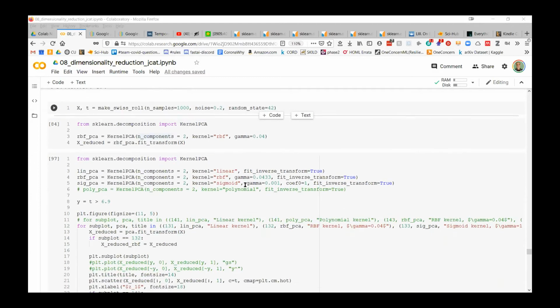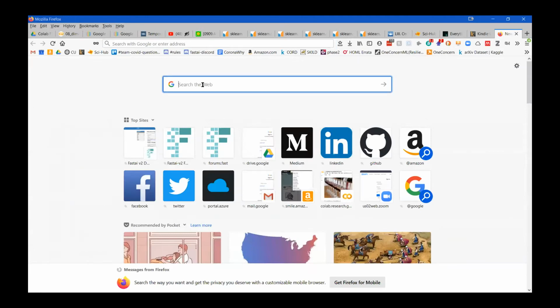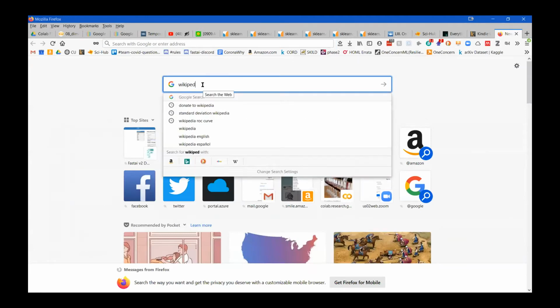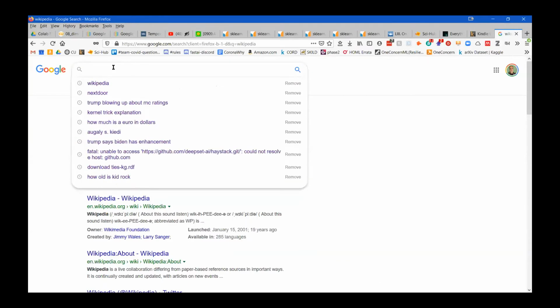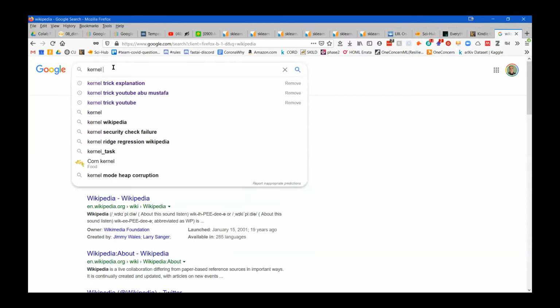Okay, so now kernel PCA. We've seen the kernel trick before, and let's see. I thought I had this. There's a very brief description of it on Wikipedia, which is probably a good idea to look at real quick. Oh, I meant kernel trick. Kernel trick.